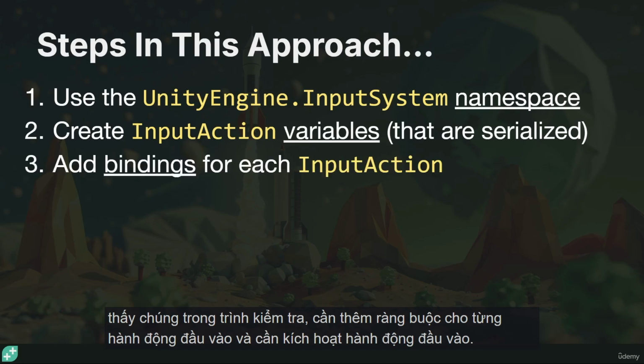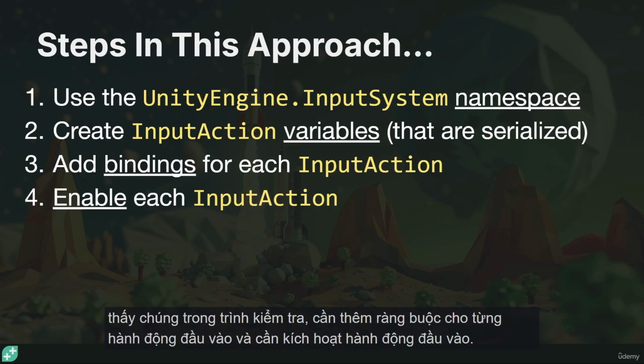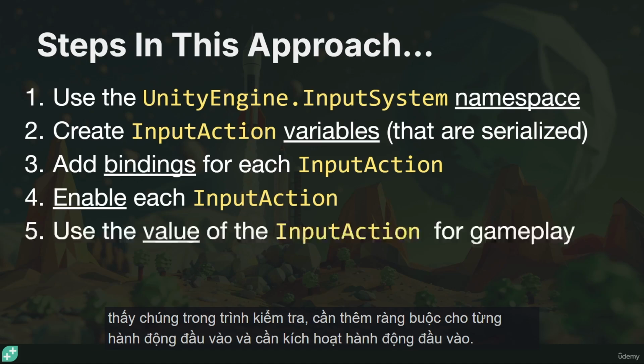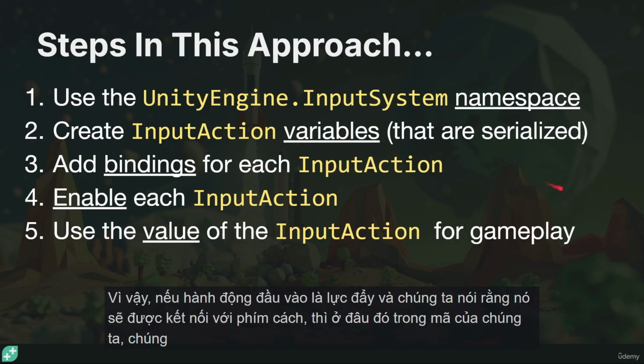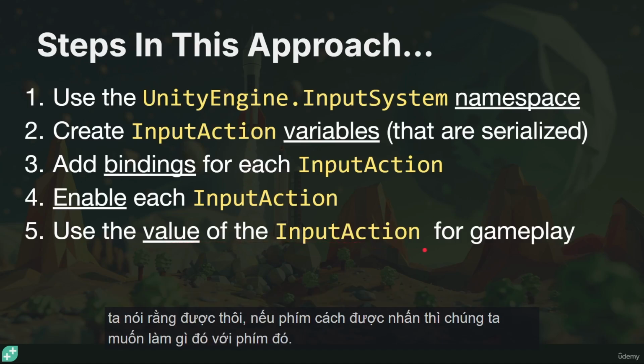We need to add bindings for each of our input actions. We need to enable the input action, and we need to use the value of the input action. So if the input action is for thrust and we say it's going to be connected to the spacebar, then somewhere in our code we say, okay, if the spacebar is pressed, then we want to do something with that.